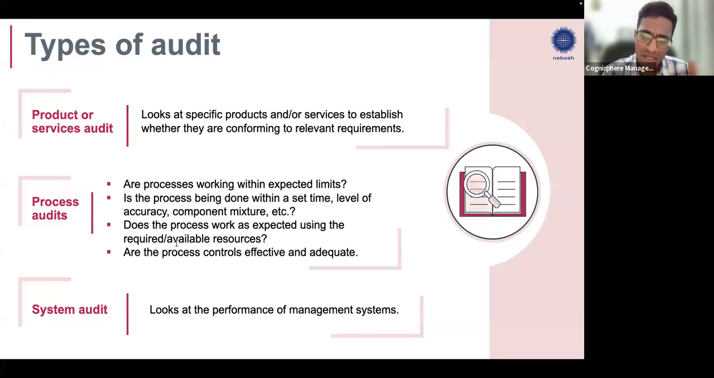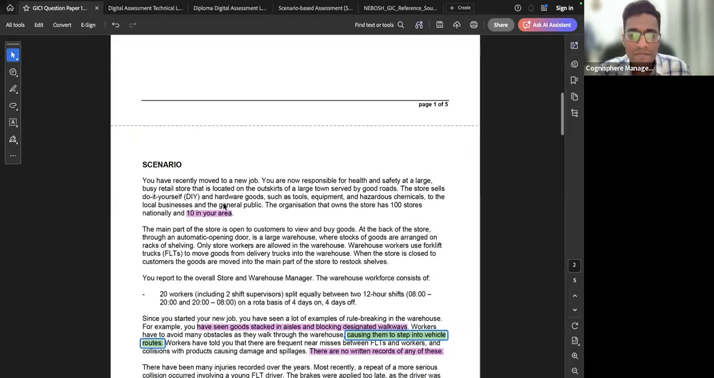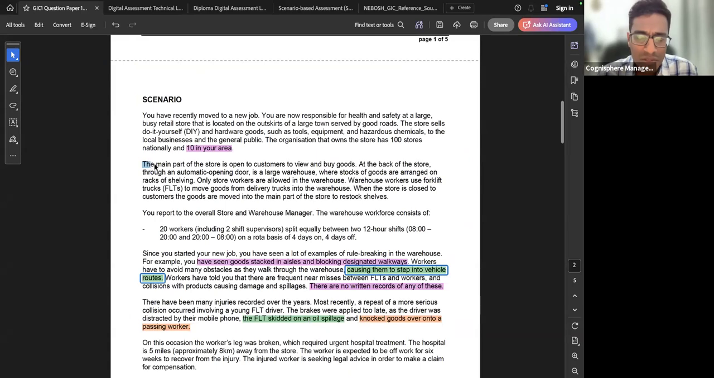particular service that the company provides. Or a process audit. Process, again, for example, for the warehouse activities, there are many different processes. If you see here, this is an example of a process. You read this paragraph.